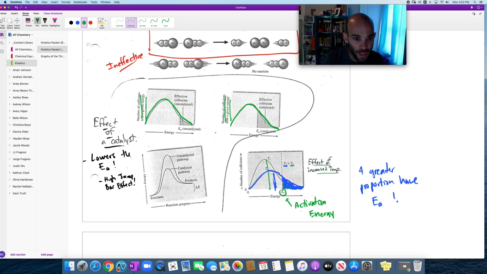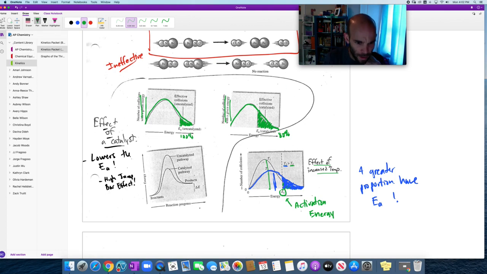But if we can lower that energy, let's say that this is 100%. I don't know what the units are on here. There's no units. But if we lower it down to, kind of hard to say, like 80%, okay, that'd be a lot easier to accomplish. And so you're going from a certain number of effective collisions to a much larger number of effective collisions just by lowering the activation energy.